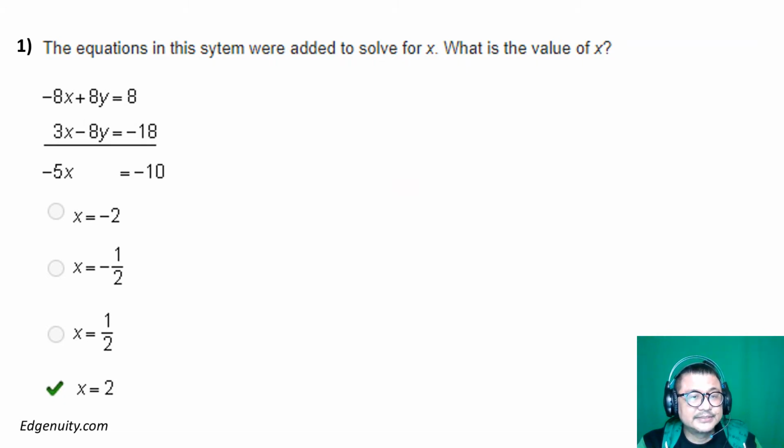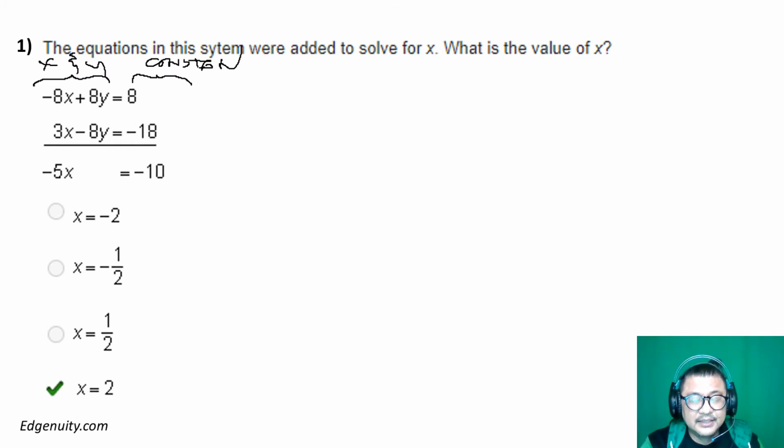If we look at this example, the x's and the y's are positioned correctly, and the constant is on the right side. This is the x and y's. This is the constant. Okay, they're already set up for you. Easy. Next, look at anything I can eliminate. Is it the x? No, I can't because the numbers are different. But this one I can eliminate. Positive 8y and negative 8y, I can cancel out as 0.